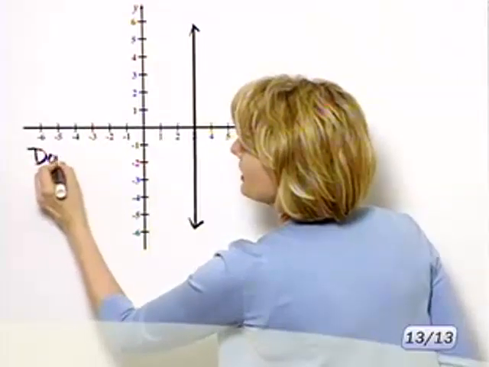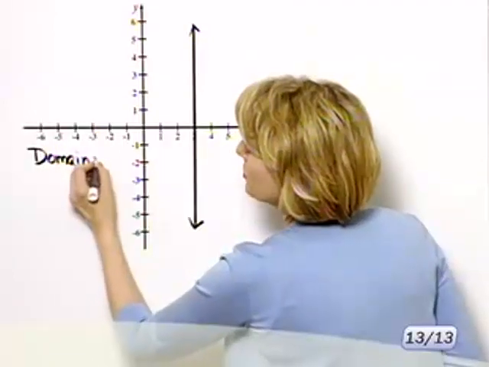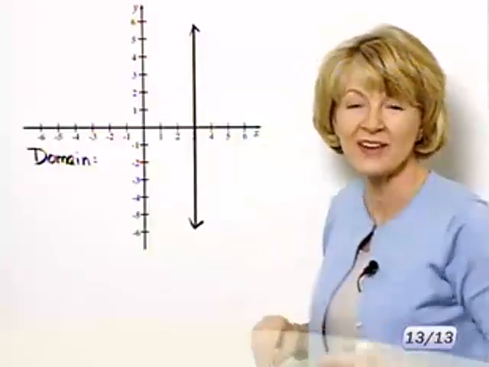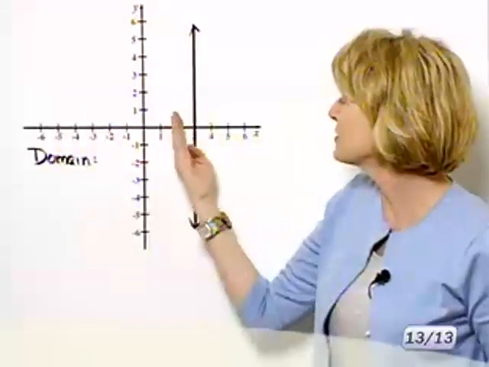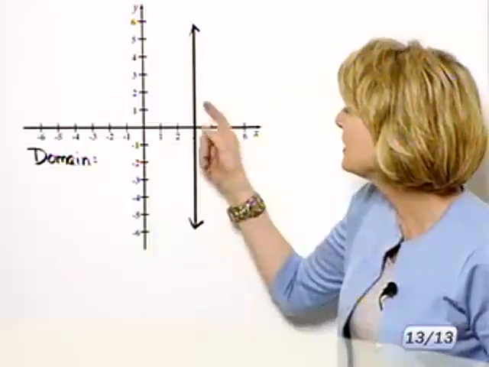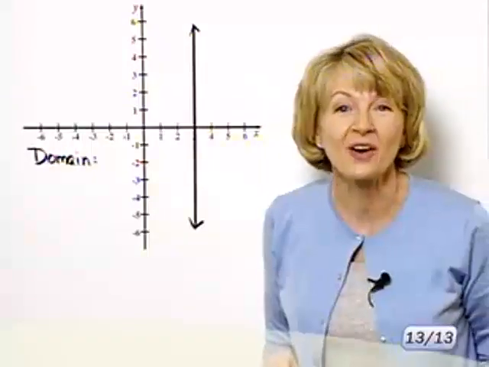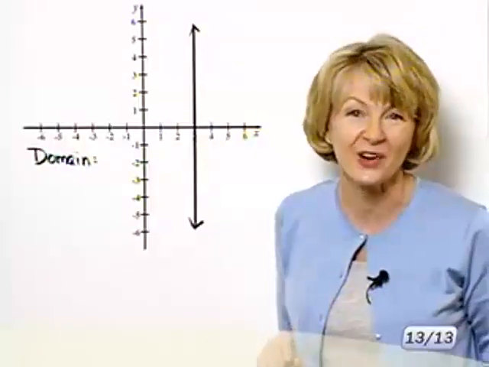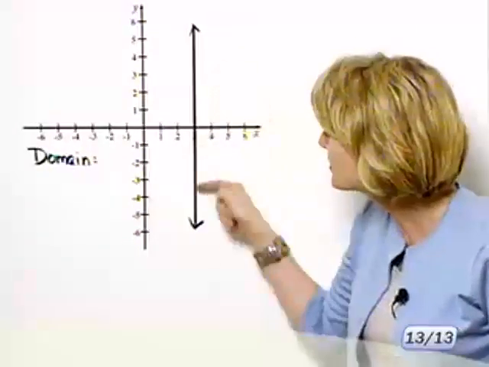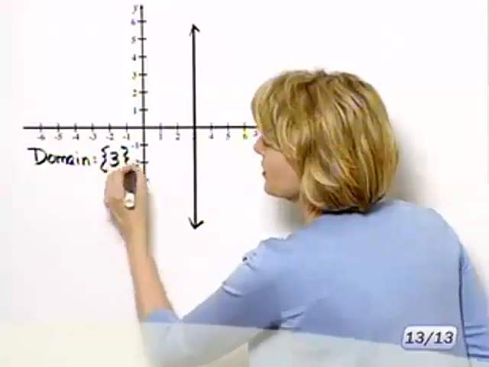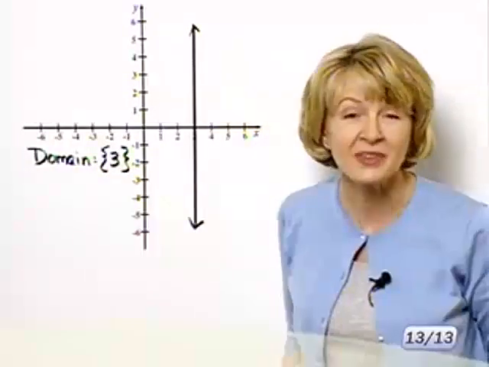So let's talk about domain. To talk about domain, we talk about how far left and how far right this graph goes. So, how far left does the graph go? How far right does the graph go? Well, by simply looking at a few ordered pairs of this graph, you can see that there's only one x value in this entire graph, and that x value is 3. So the domain contains one number. It is the number 3. There is the domain of this relation.